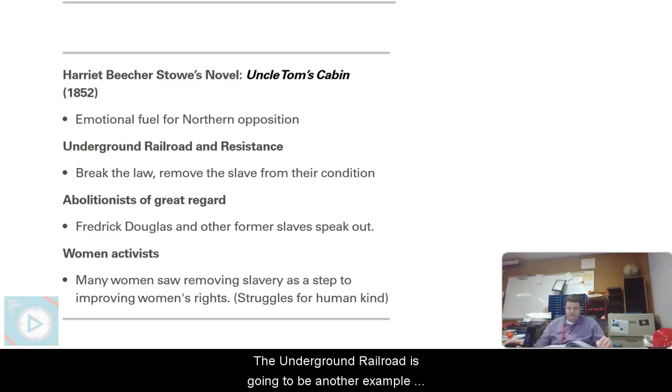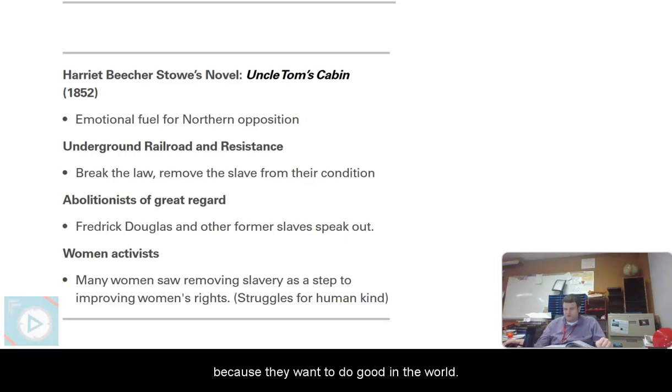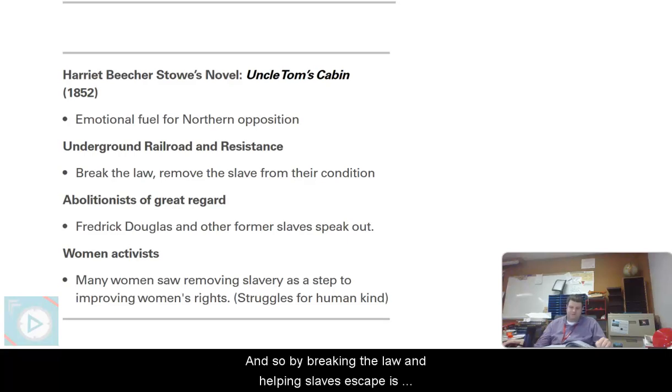The Underground Railroad is going to be another example of resisting slavery. Some people get involved in the Underground Railroad because they want to do good in the world. They feel that they can't do it any other way, and so by breaking the law and helping slaves escape is one of the ways that they can feel like we can solve a problem. If I can help my friend today, my brother, maybe someday more will be free.